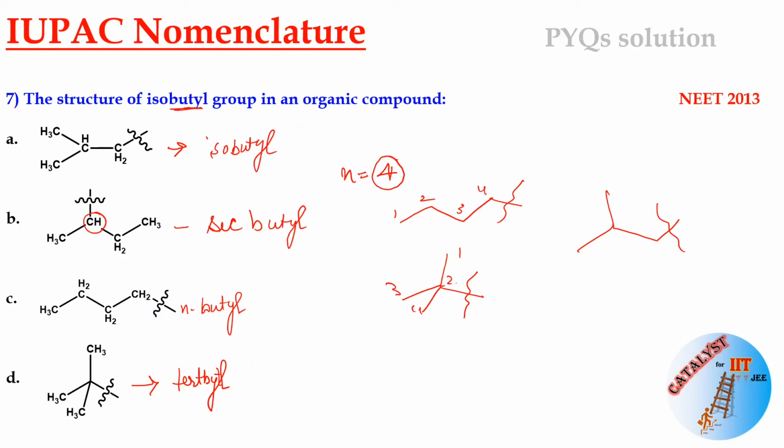Okay, so I have given all the names for these representations. So the correct structure for the isobutyl group in organic compounds is your option A. Okay.